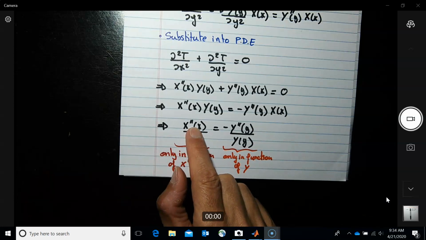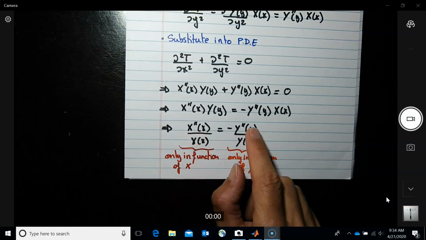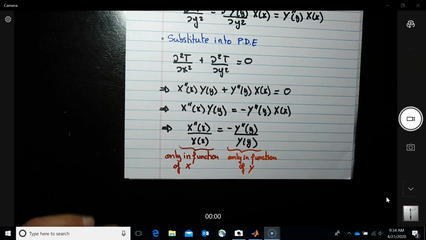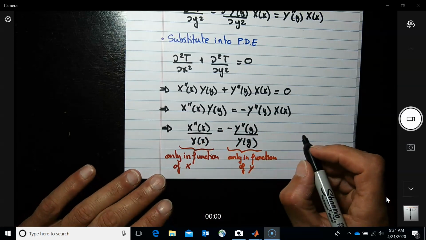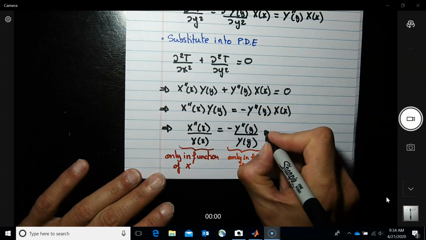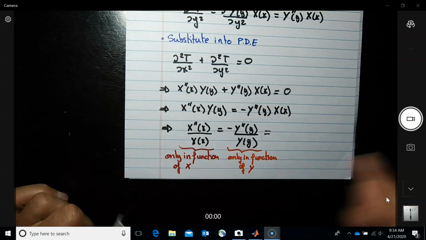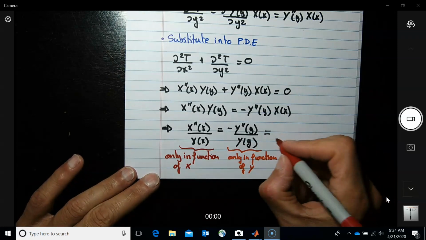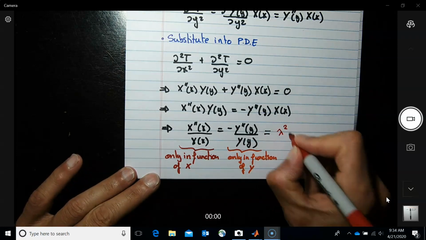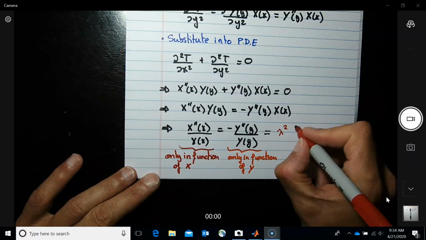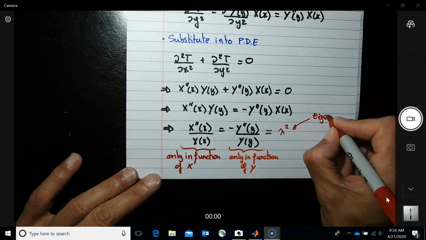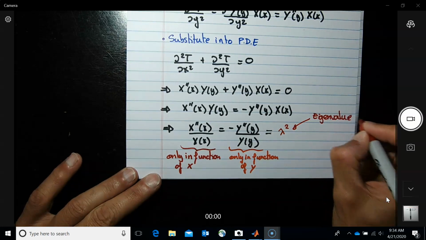So the whole idea is to solve two different ODEs, okay? One second order ODE would be in function of x, and the other would be in function of y. But in order for this to be valid, both need to be equal to a constant value. Let's call this one, let's put it in red, lambda squared, and this is the eigenvalue.